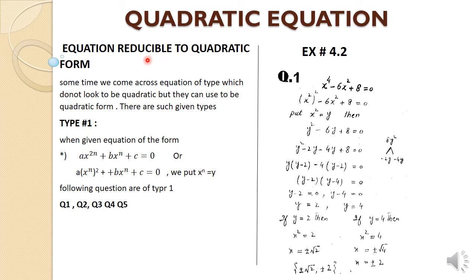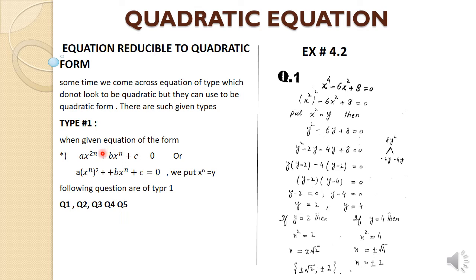Now students, equations reducible to quadratic form. It means sometimes we come across equations of a type which do not look quadratic, but they can be written in quadratic form. There are such given types. So first we discuss type number 1.